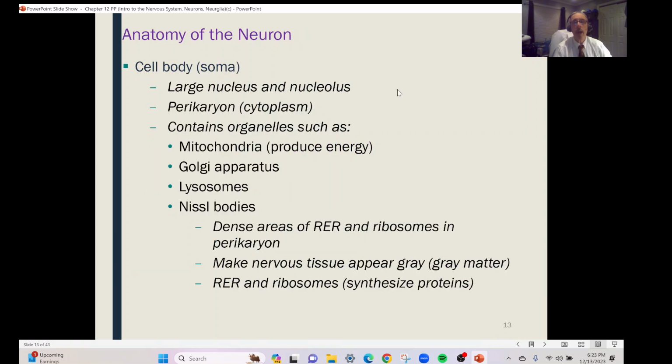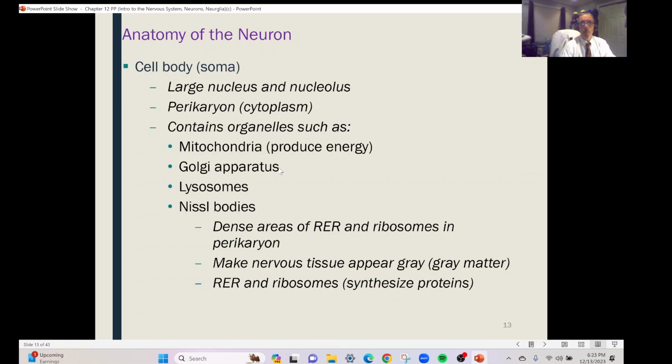So let's take a look at the cell body first. Again, as I said before, this is known as the soma. It pretty much has the normal things that we would expect to see in a cell. It has a large nucleus as well as a nucleolus. The cytoplasm is referred to as the perikaryon. And then like I said, we have the typical organelles that we would typically see in a regular cell. We have mitochondria, right, which produce energy. We know they're the powerhouse of the cell.